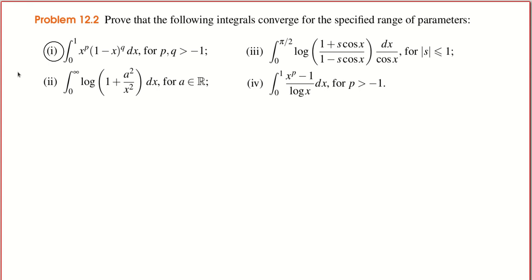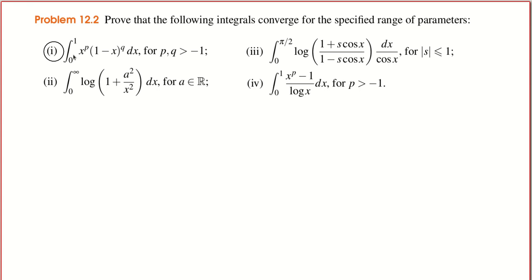And here what we have is an integral which has a power of x and a power of 1 minus x, right? Both powers can be negative. That means that this function here can be singular at x equal to 0 and at x equal to 1. Actually, at both limits of integration. So this is a double improper integral of the second kind in both limits here.